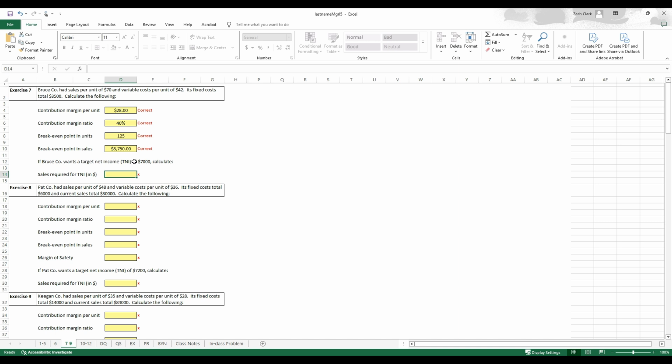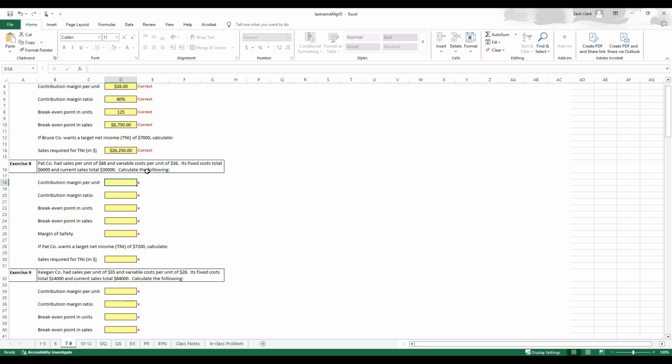Okay, and then if we want a target net income of $7,000, we take a very similar approach where we are talking about sales, and so we're going to use this same formula basically. So I'm just going to copy and paste this in. But we're going to add our target net income of $7,000 to our fixed costs there of the 3,500. So the 3,500 gets us to break even, and then everything above that is net income, right? And that's what we're saying when we're doing that target net income. So good deal.